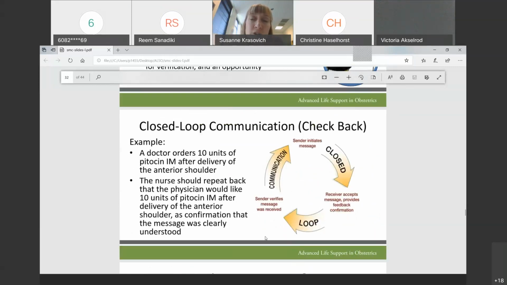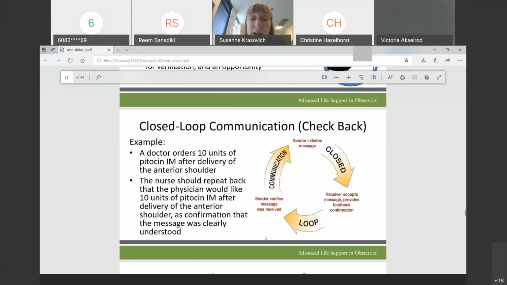Closed loop communication, or the check back, again, is a way to make sure that what you're talking about is being heard. So pretty simple concept, but the idea is that the person who's giving the message, the sender, initiates the message. The receiver hears the message and provides feedback that they got the message.